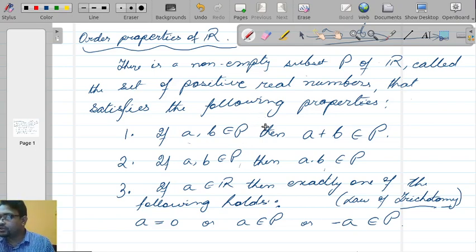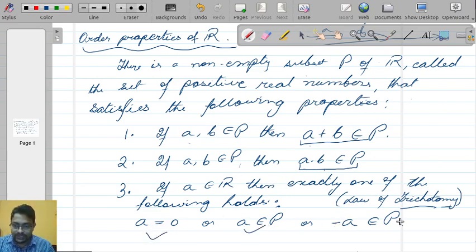The first two conditions ensure the compatibility of order with the operations of addition and multiplication. So P is closed under addition, and P is closed under multiplication. The third one is called the law of trichotomy. So either A is 0, or A is positive, or minus A is positive. Minus A is positive means A is negative.